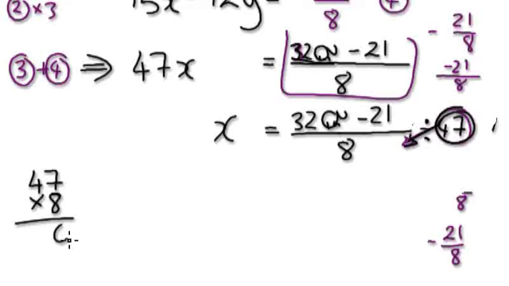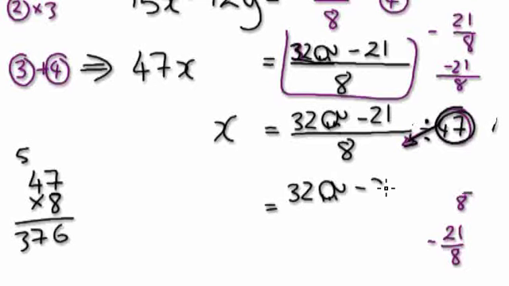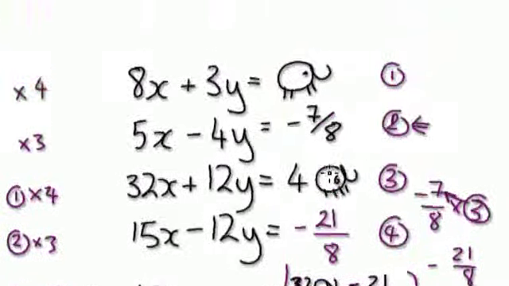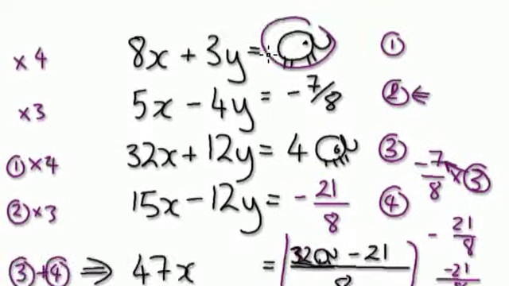So this would be 5 here. This would be 32, 37. So it would be 32 elephants take away 21 over 376. So x equals that. You see, my point is that we don't care what this thing is. We just carry on with the process. The principle would be the same.